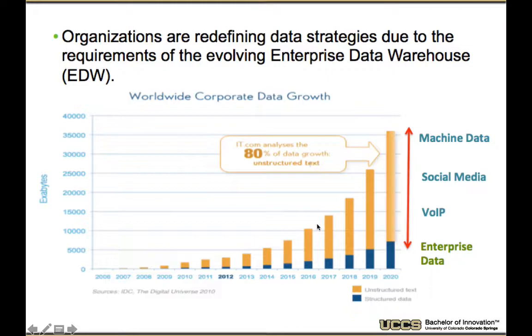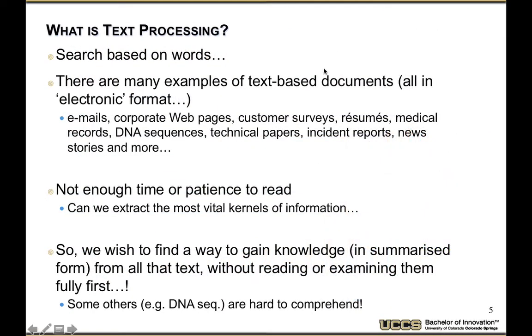If we look at the growth, both structured and unstructured enterprise data is growing, but there's a whole lot more stuff that is growing, and about 80% of it is unstructured growth. So not only is it larger now, it's growing faster. So what is text processing? Well, text processing is really searching based on words or extracting data from documents based on words.